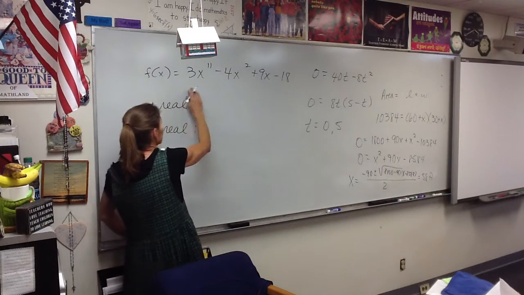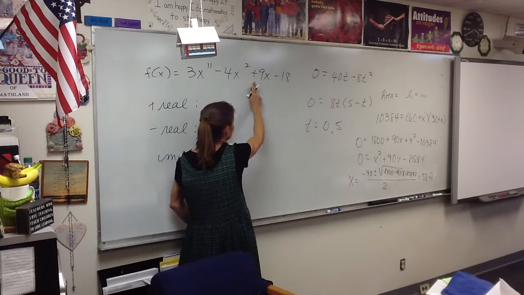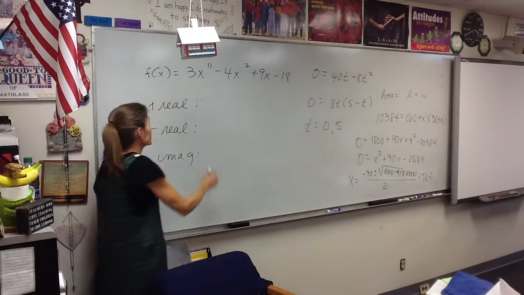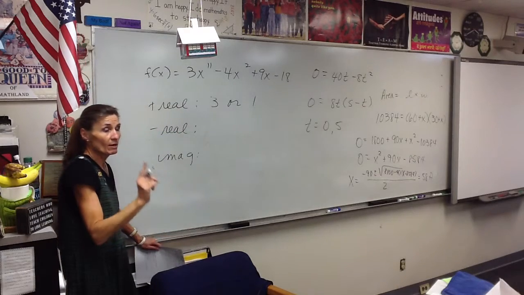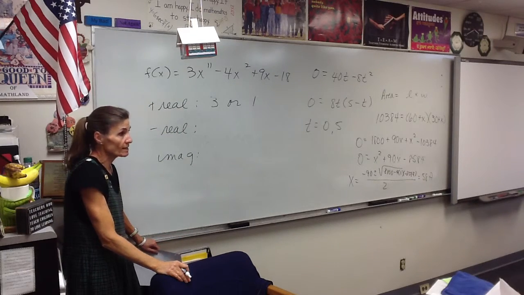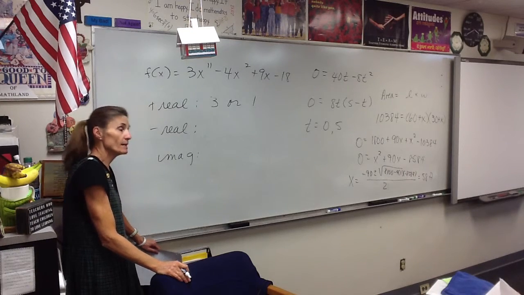Here we go, right? 1, 2, 3 sign changes? So it'd be 3 or 1. Why would it be 1? Somebody tell her. It goes down by 2. It always goes down by 2s. That's part of the rule, right? That's the confusing part of the rule, the part that makes it hideous. But it is part of the rule.